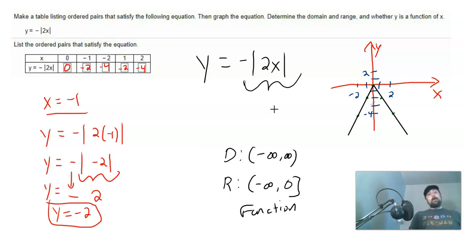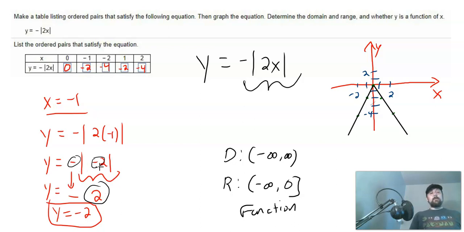And many students will say, well, absolute value is always positive. I don't know if that's the rationale, or if they think when you get to this point that a negative times a negative makes this positive, but that's not actually what happens. So you have to apply the absolute value first, and then the negative sign gets applied.